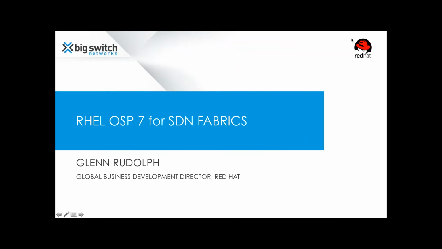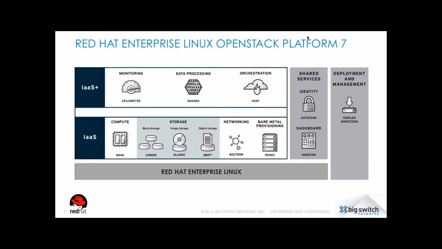Thanks, Bala. So our RHEL OSP 7 release is based on the upstream OpenStack Kilo, and we have a 3-year life cycle service associated with it. And it's integrated with Red Hat Enterprise Linux 7 as the host operating system.